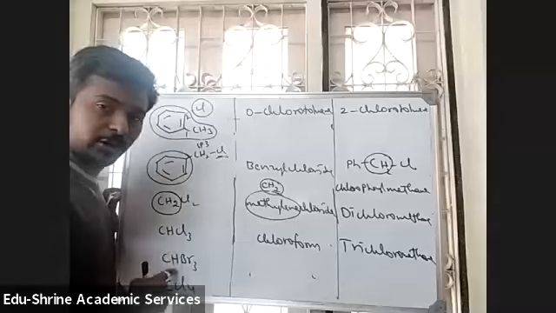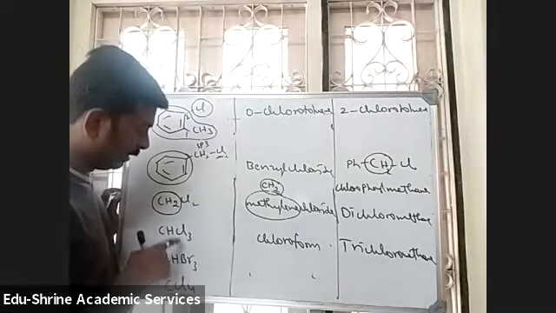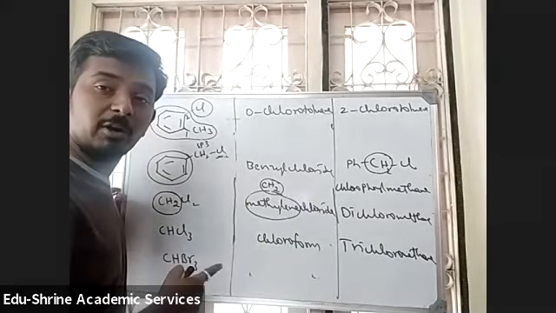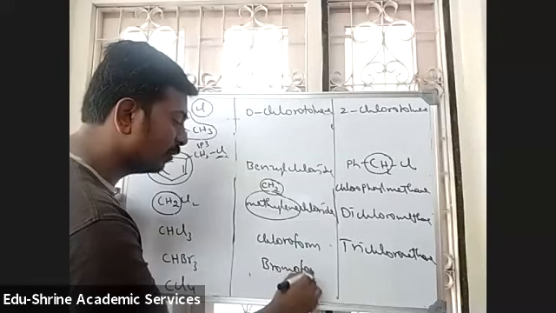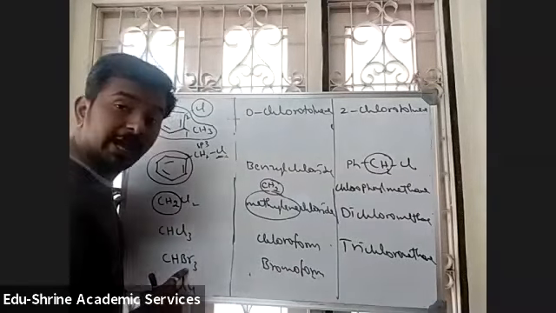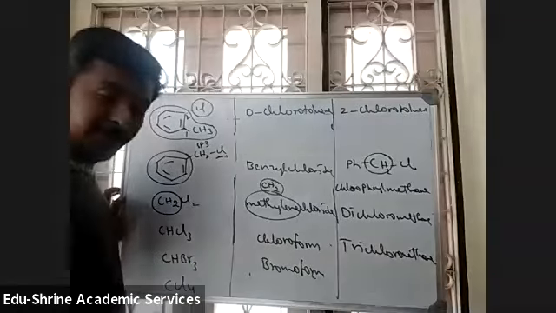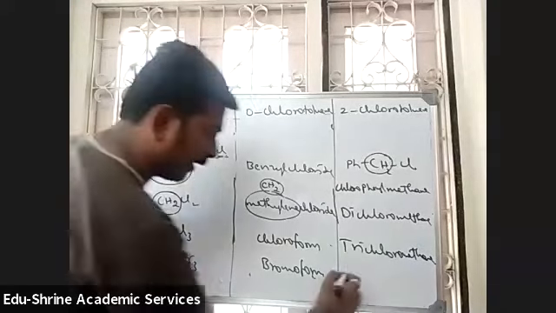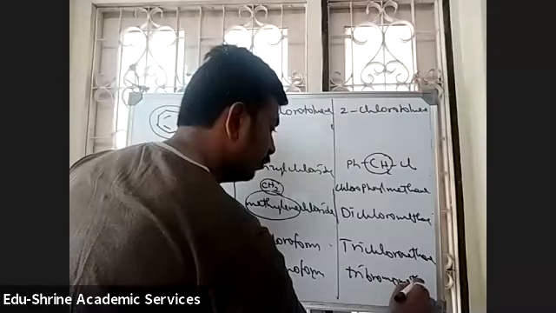See, there is no difference between these two. Here it was chlorines, now here it is bromines. When there are three chlorines, it is called chloroform. When there are three bromines, it is called bromoform. If there are three iodines, it is called iodoform. Okay? IUPAC name? Yes. Tribromomethane.